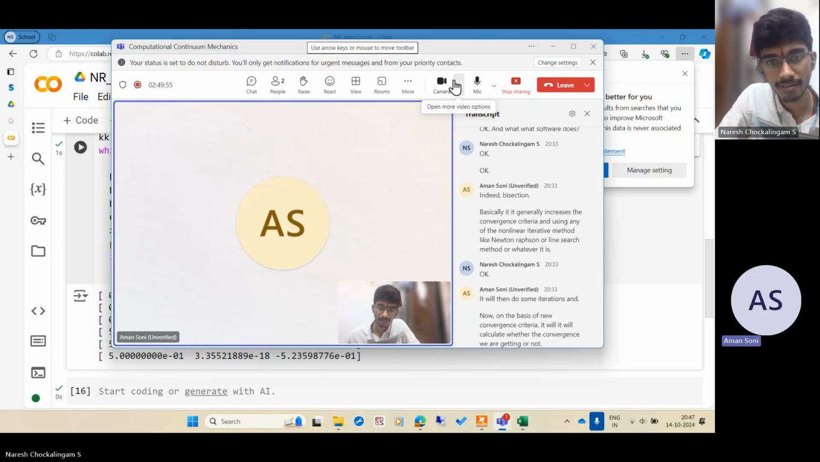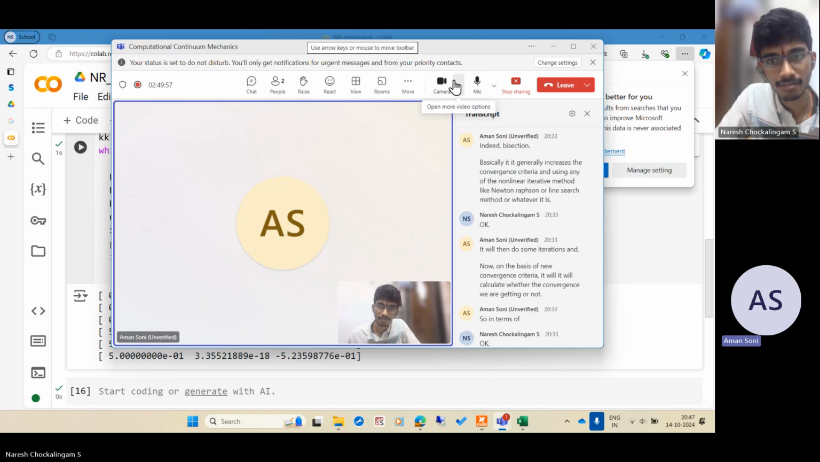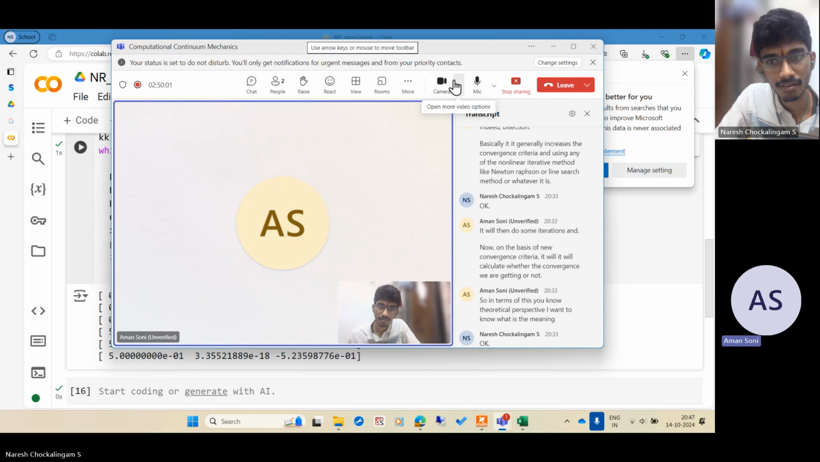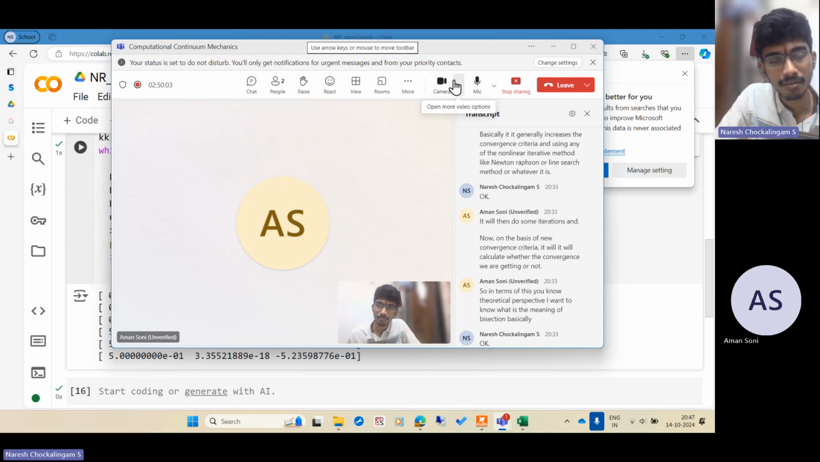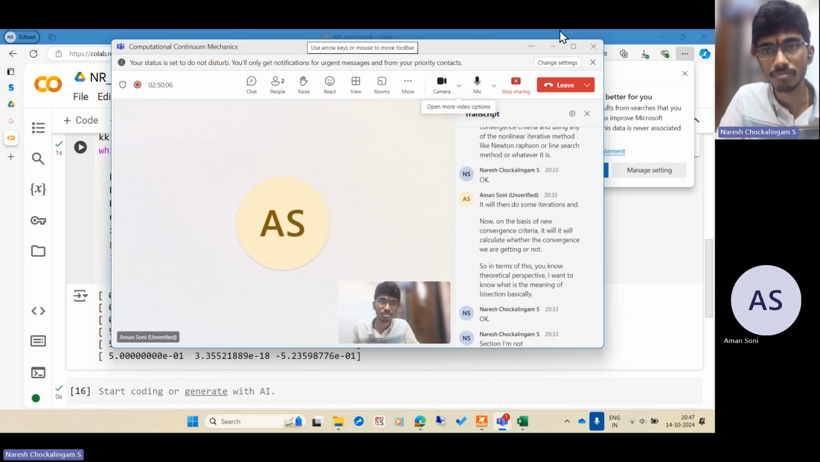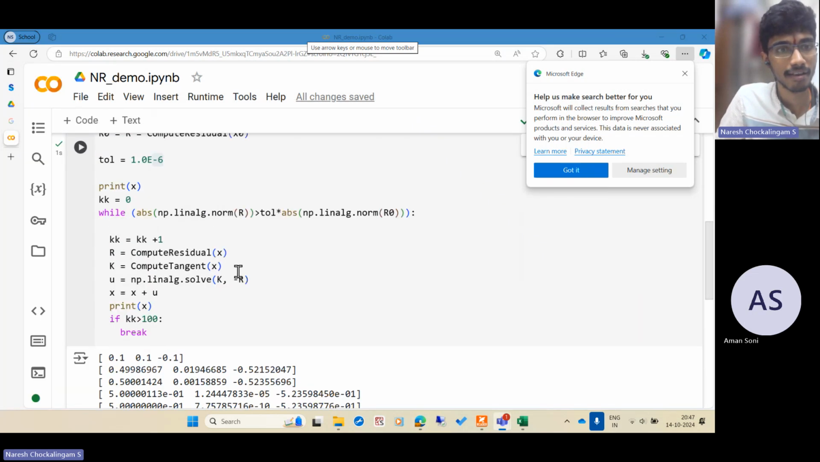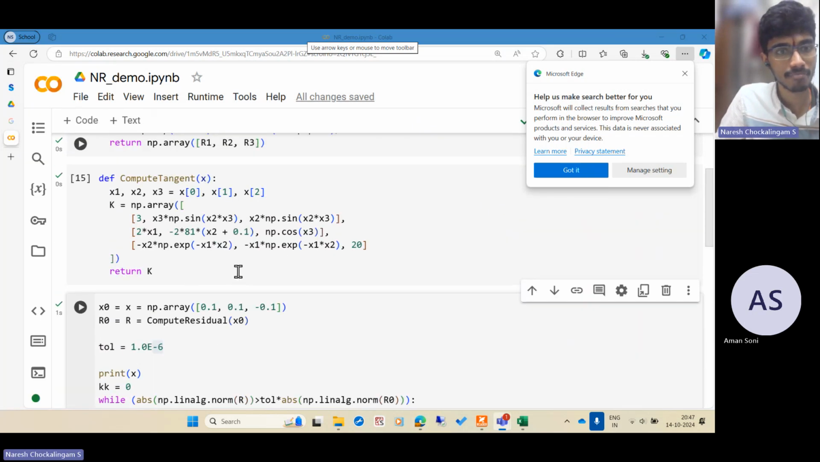So from this theoretical perspective, I want to know what the meaning of bisection is basically. Bisection, I'm not really sure. Bisection, I only know the root solving method, which is the bisection. But what do they mean by bisection here?